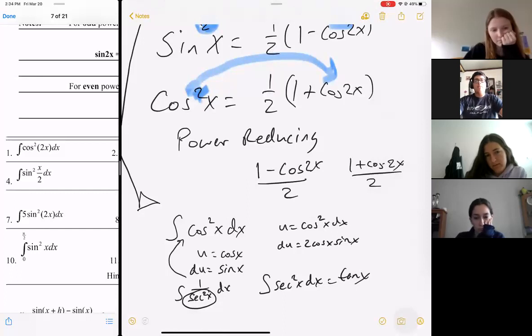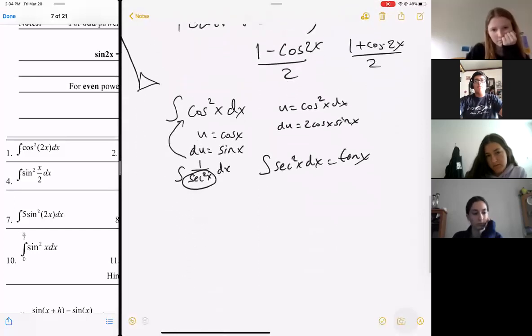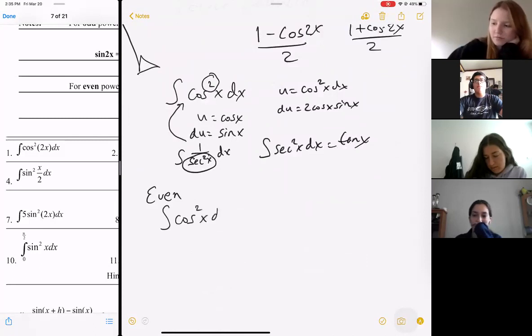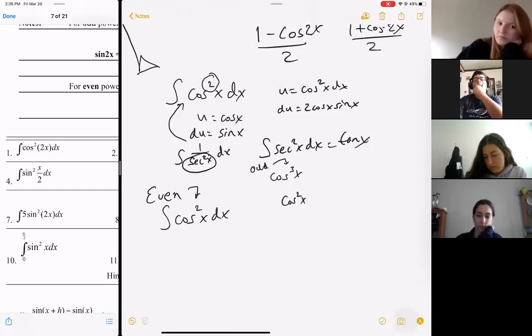So as we are learning different methods to deal with different types of integral problems, when it comes to even and odd, there's a method for it. So if it's even, meaning the exponent is even, let's do cosine of x squared. This is even. If I wrote cosine cubed x, this would be odd. Okay, that's odd. We have to use this substitution. So this can be changed. Cosine squared x is equal to 1/2 times 1 plus cosine 2x.